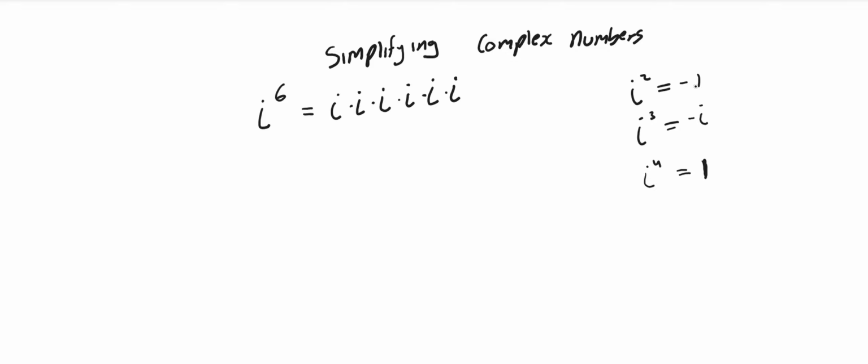How many i squares do we have if we had to group them into twos? So this would be 1, 2, 1, 2, 1, 2. So this is i squared. i squared is negative 1, so negative 1, negative 1, negative 1. So in this case, it's negative 1 multiplied by negative 1 multiplied by negative 1. So i to the 6 is equal to negative 1 times negative 1 is positive 1 times negative 1 would be negative 1.